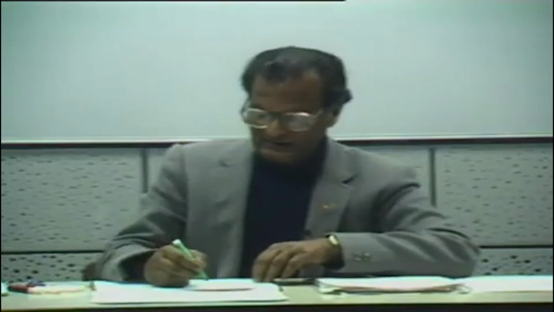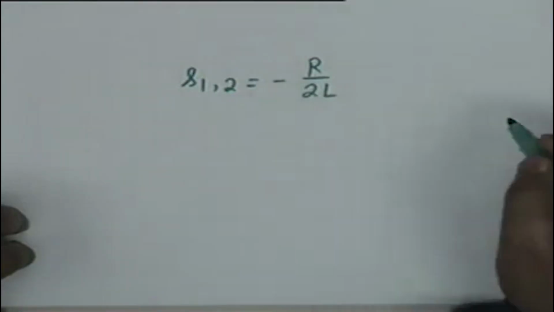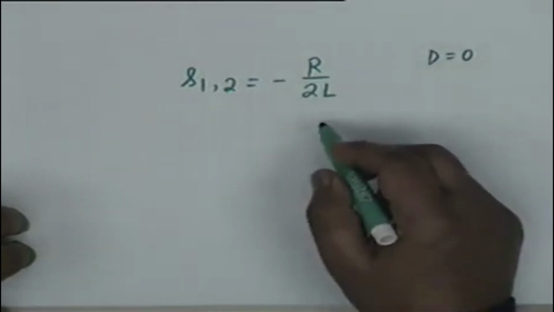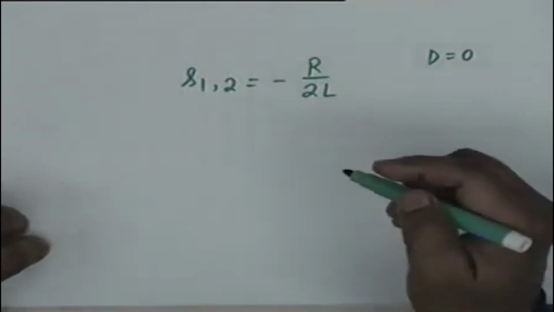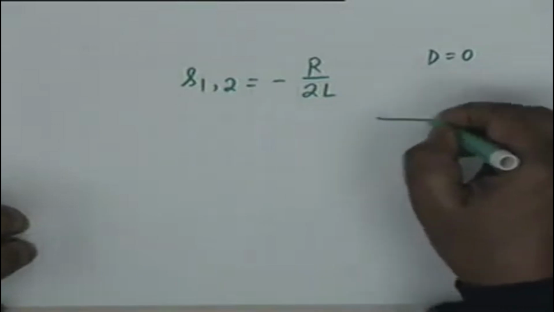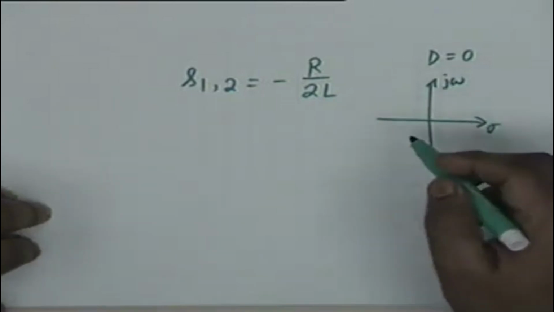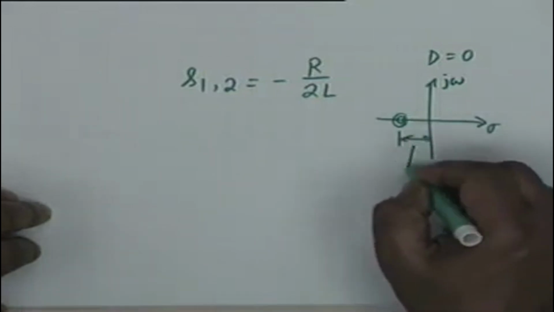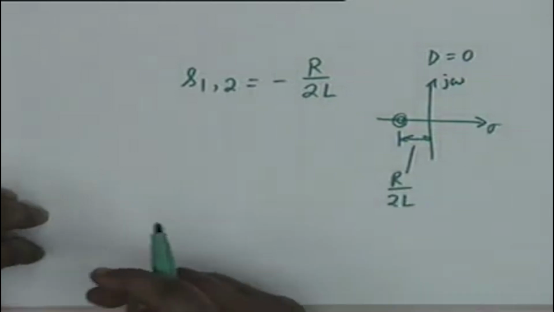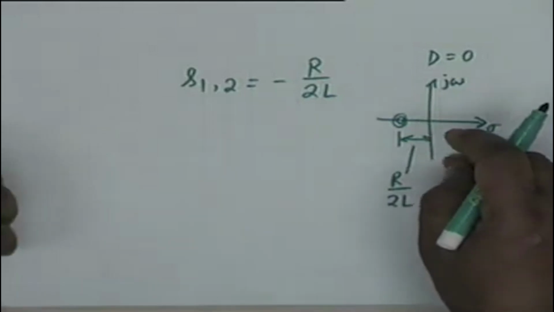Let us see what the solution to this case is. Our S12 was equal to minus R by 2L, and since capital D equal to 0, there is nothing else, plus minus 0, and therefore the two roots are now coincident. If you take the sigma j omega S plane, coincident where? On the negative real axis. There are two roots. At this distance is equal to R by 2L. The two roots are no longer complex, they are both negative real and they are coincident.